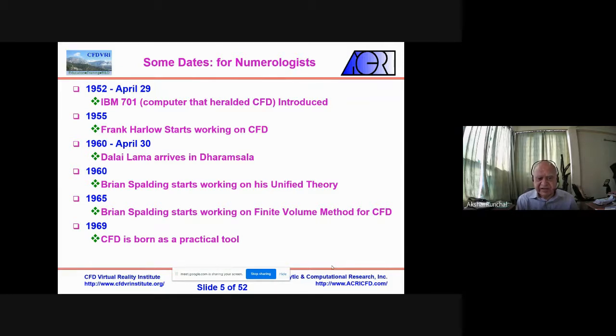So in '65, Brian Spalding actually started working on the finite volume method. It took about 4 or 5 years of playing and doing different things, and then we came upon the finite volume method. And by '69, CFD was already a practical tool, being used for many practical problems. So over a short span of about 2 decades, from the computers to CFD, it took. And so it's about, what is it, about 50 years now since that time.